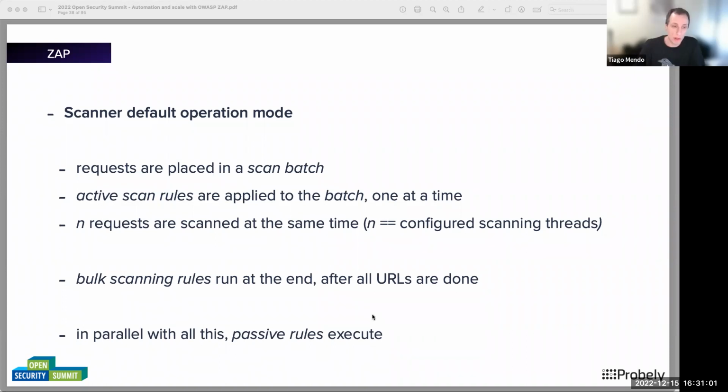And in parallel with all this, so active scan rules first, then bulk scanning at the end, and in parallel we have the passive scan rules. Passive scan rules don't do requests, they are stuff like checking for application errors on the responses. These run in parallel and normally take a lot of CPU.